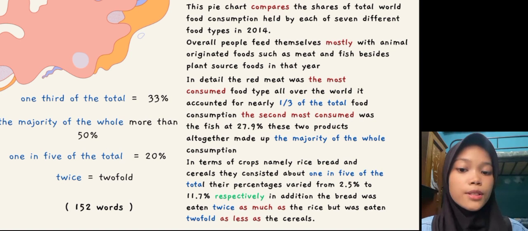Here, 152 words were written. Now you try to evaluate my writing.